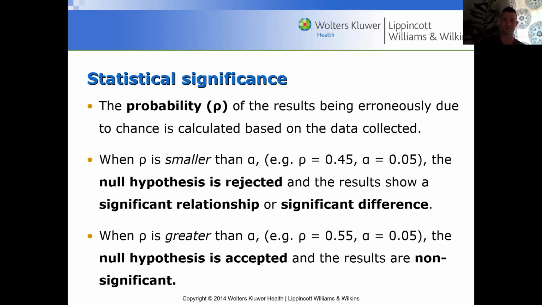p, and actually they wrote that wrong, right? That's not actually smaller, that's actually higher. It should be 0.045, right? The null hypothesis is rejected and the results show a significant relationship or significant difference, okay?